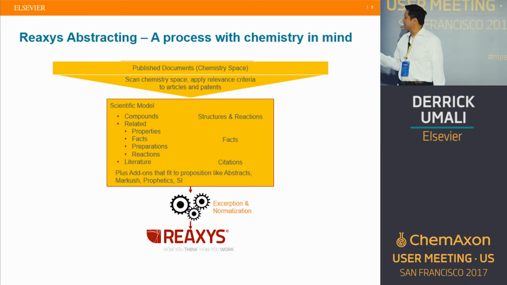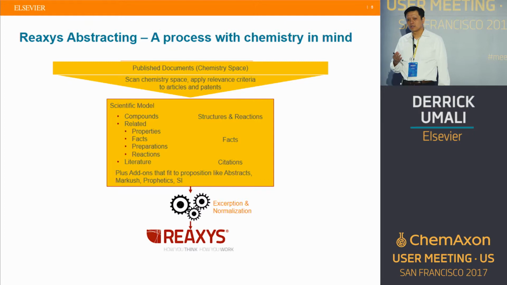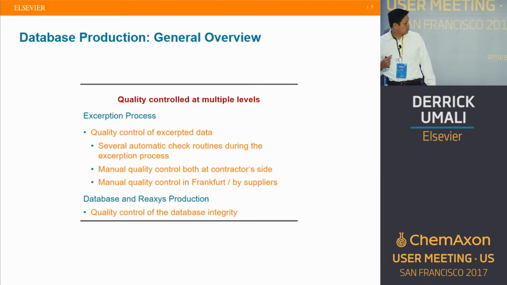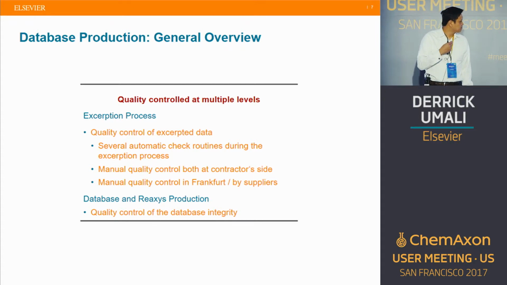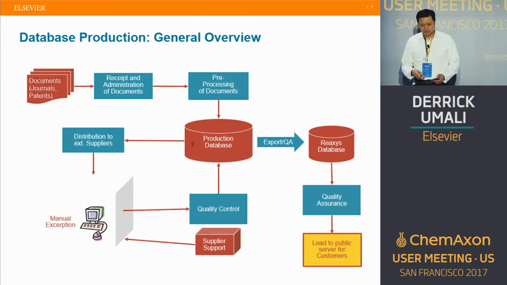So moving on to the talk of how we get the data into Reaxys. It really starts from the published documents, patents, journals. We scan the chemistry space, about 400 core chemistry journals, manually excerpted. We're looking at it from the scientific model: compounds, structures and reactions, related properties. That moves into our excerption, normalization, and the product is built. So the general overview: quality controlled at multiple levels, a lot of different checks. This database in Reaxys production, we put it out there and check the database integrity as well.